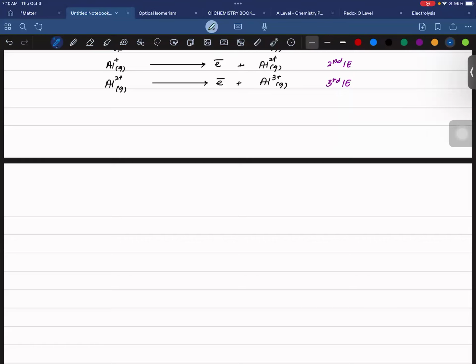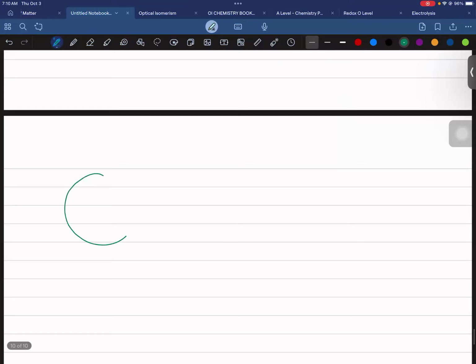Is it because the group number is changing? Okay. Let me tell you. Let's suppose this is magnesium, in which it has 12 protons in its nucleus.